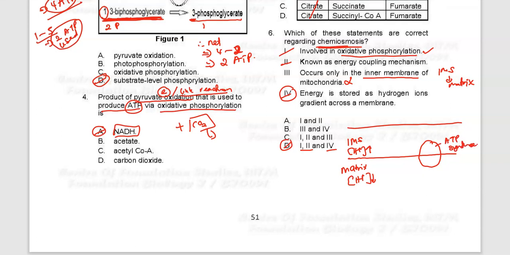Due to the high concentration of hydrogen ions, the hydrogen ions will create proton motive force, which is a form of energy used by ATP synthase when the hydrogen ions diffuse back from the intermembrane space into the matrix. So this proton motive force is used by ATP synthase to synthesize ATP from ADP and inorganic phosphate. That is chemiosmosis.